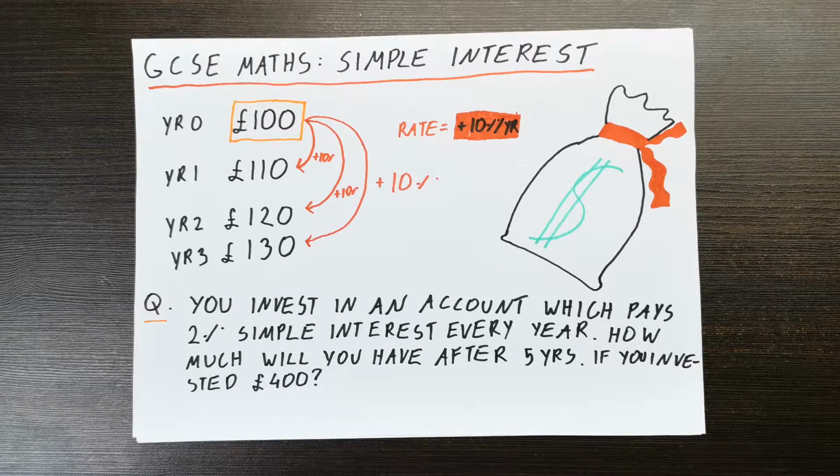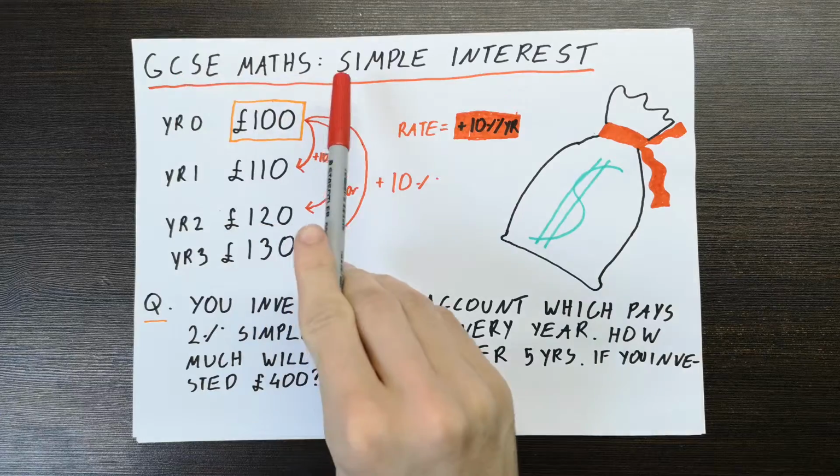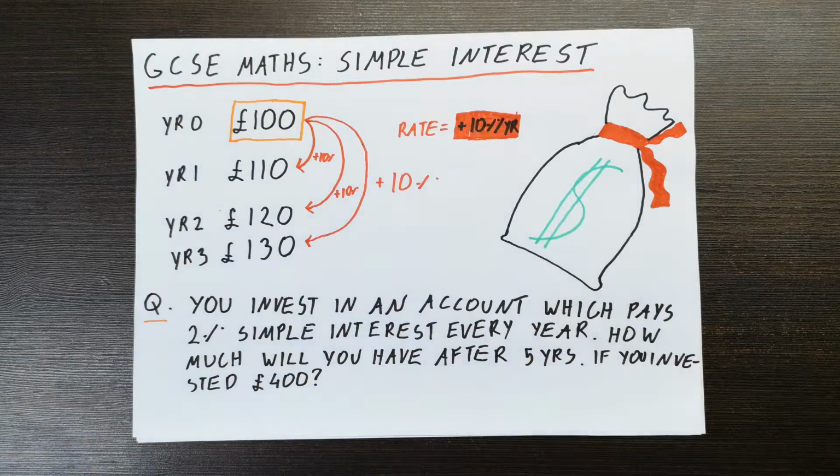Today we'll be looking at GCSE Maths Simple Interest. In the previous couple of maths videos we've been looking at percentages and how to work with them. Today we'll be looking at the first of the two different types of interest, and these work very much based on percentages. And this is important.